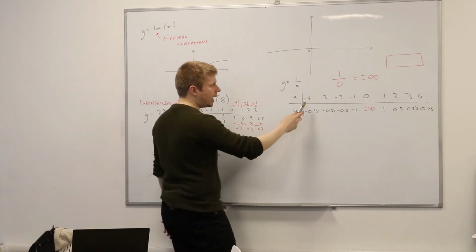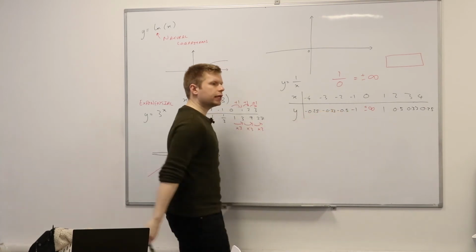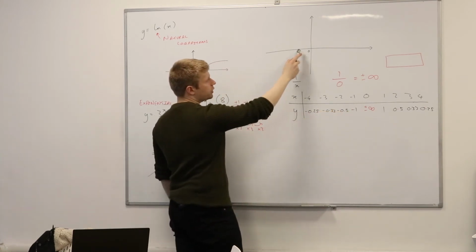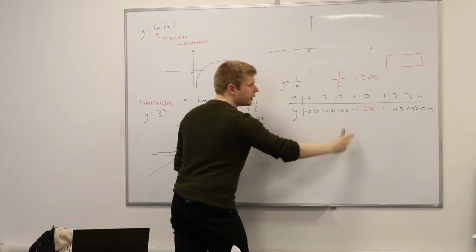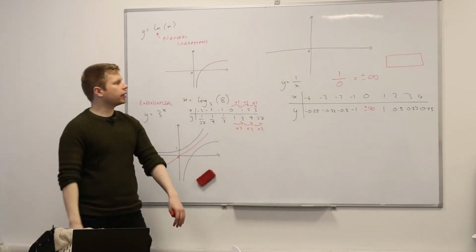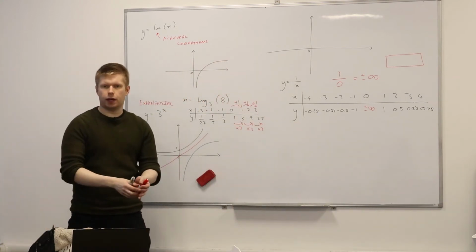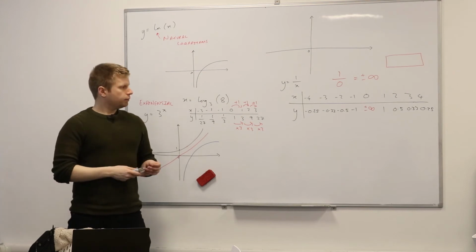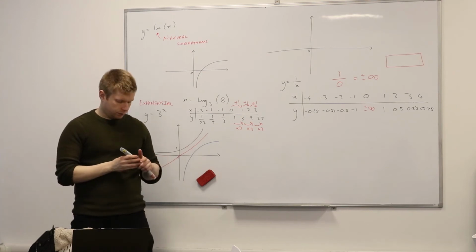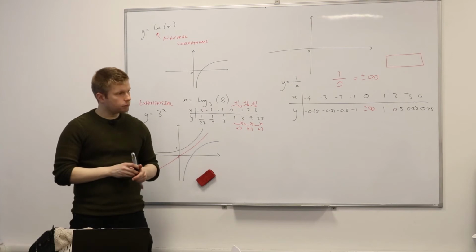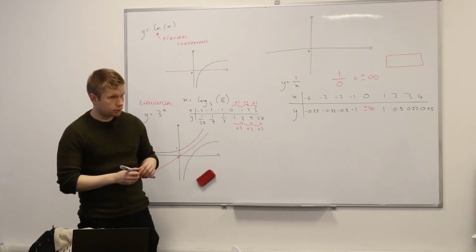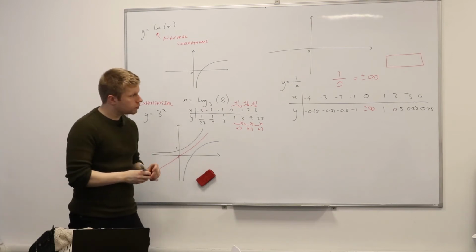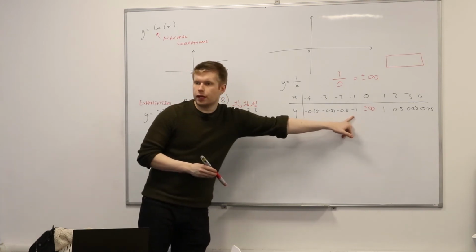Would you be happy that as I move across from -4 to -1, what's happening in my y direction? Am I growing? Am I getting negative, bigger? What's happening here? The number is decreasing. Good, so it's getting bigger in the negative direction.